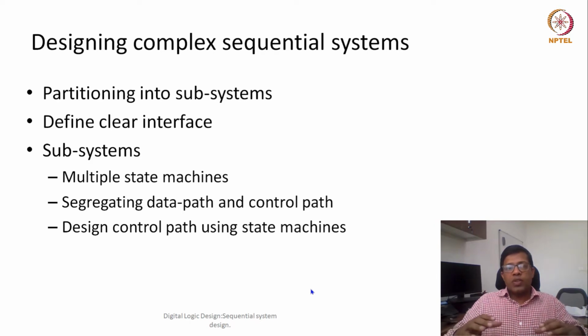Whenever we start designing these subsystems, we have to clearly define the interface, how two subsystems will interact with each other. If we have defined their interfaces clearly, then it would be easy to design each subsystem individually and then we can combine them. So what is the meaning of interface here?